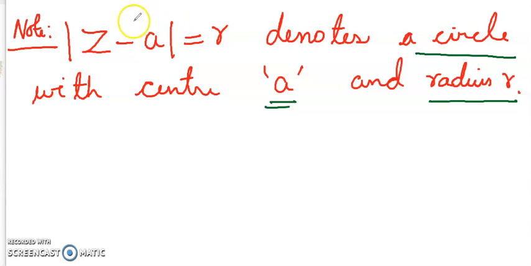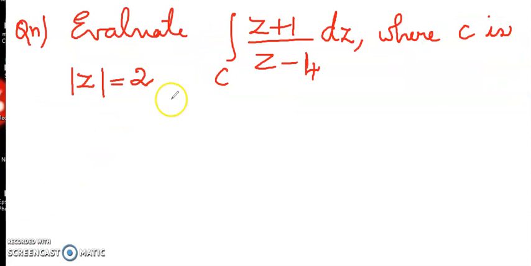So whenever you come across an equation which is of this form, that is modulus z minus a is equal to r, you should identify it as a circle, where a denotes the center and r denotes the radius. Okay, now the first problem: evaluate integral over C (z plus 1) by (z minus 4) dz, where C is modulus of z is equal to 2.